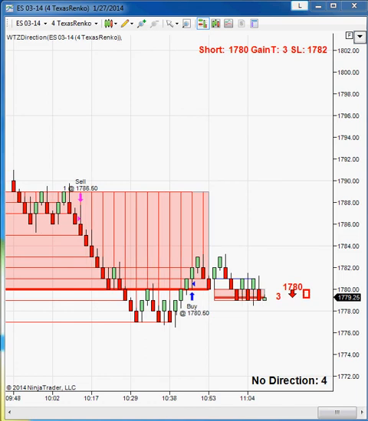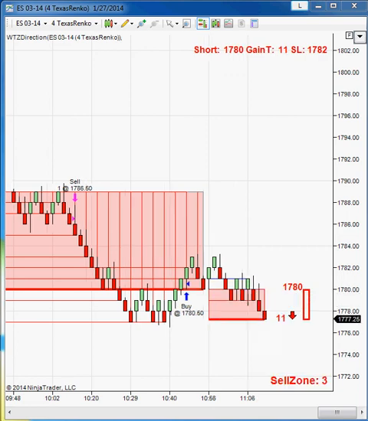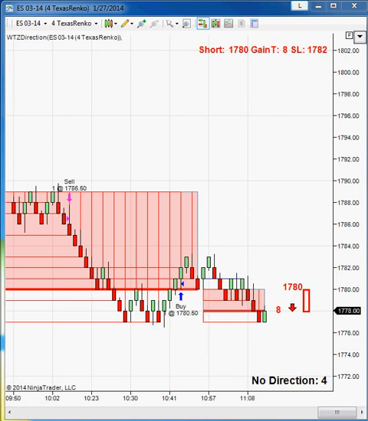Let's see what happened. It's still not a buy yet. It's still not a sell yet, and it's happening. Okay, that's another sell opportunity. One more tick goes down.